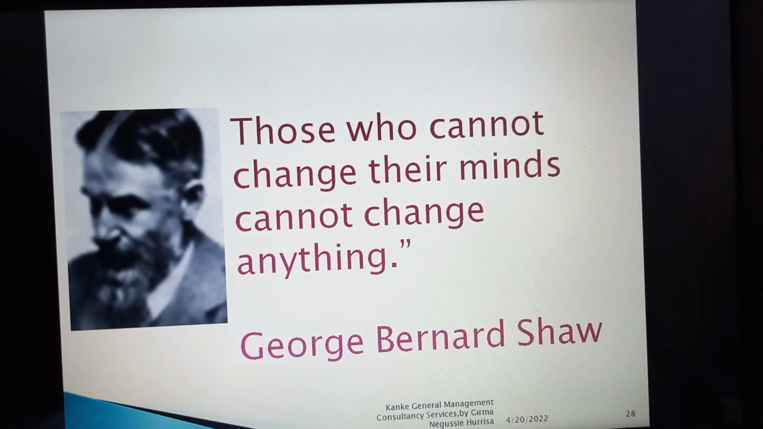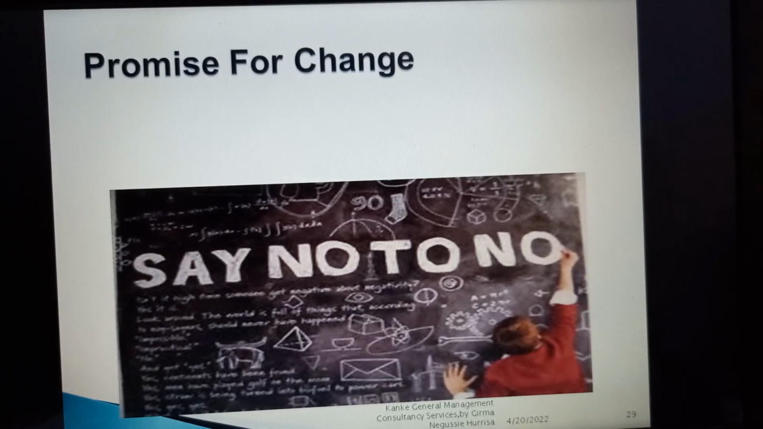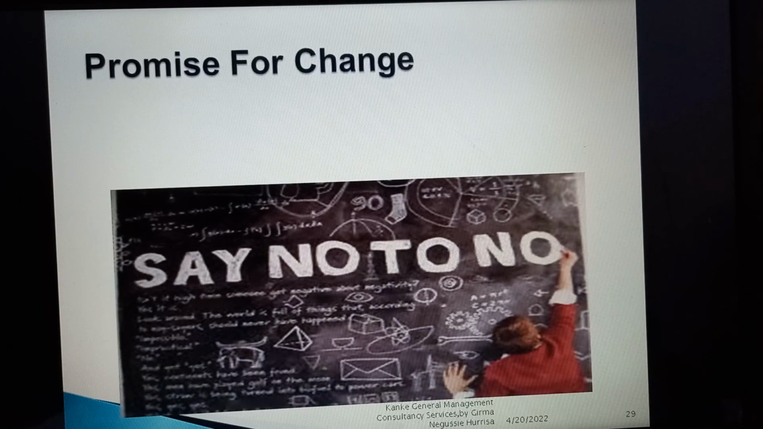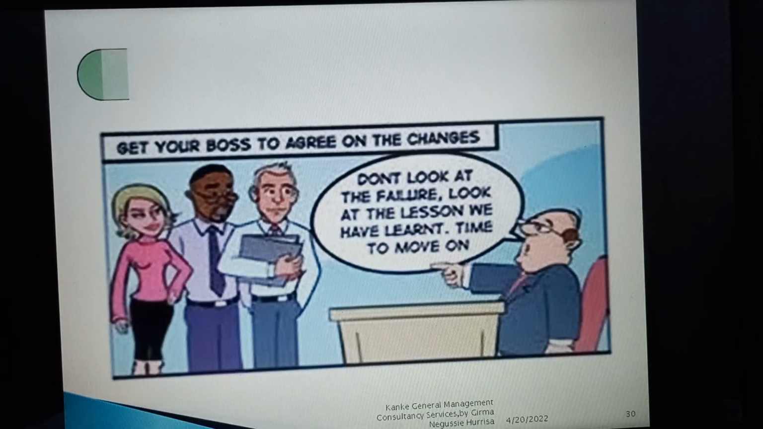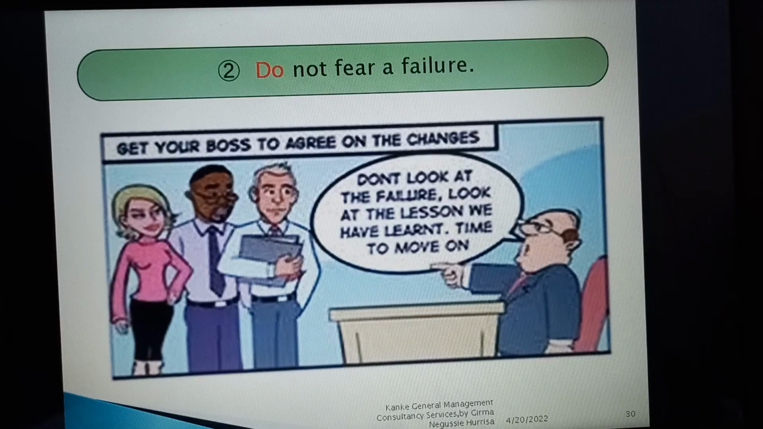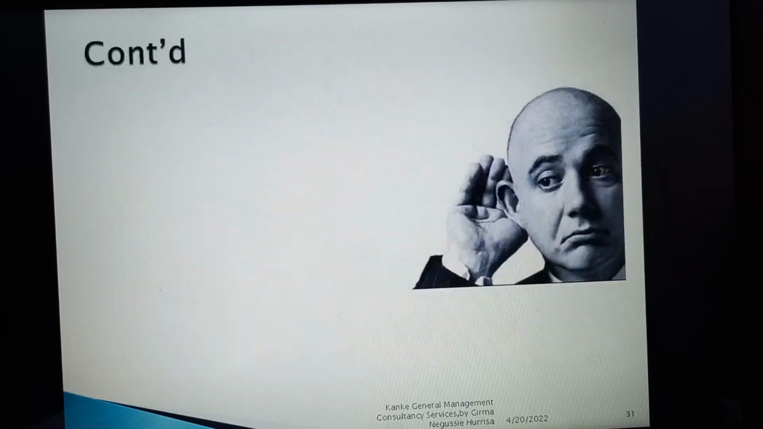According to George Bernard Shaw, those who cannot change their minds cannot change anything. First is mind change. That I can change, I can do it. So say no to no. We have to believe in, I can do it. I can change it. I can bring something new. Do not fear failure. There could be a painful process, as we said, in the change process. We should tolerate such things and then go ahead towards our destiny, towards our end point.